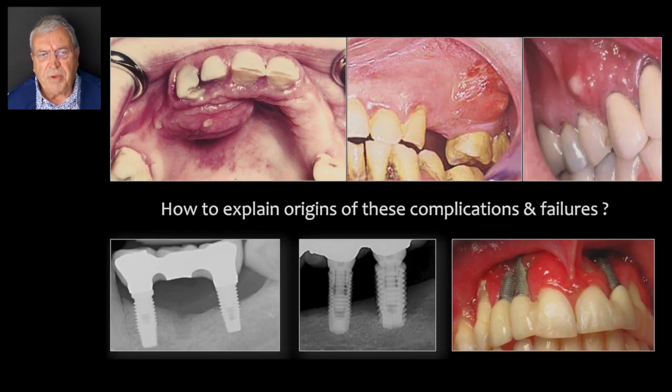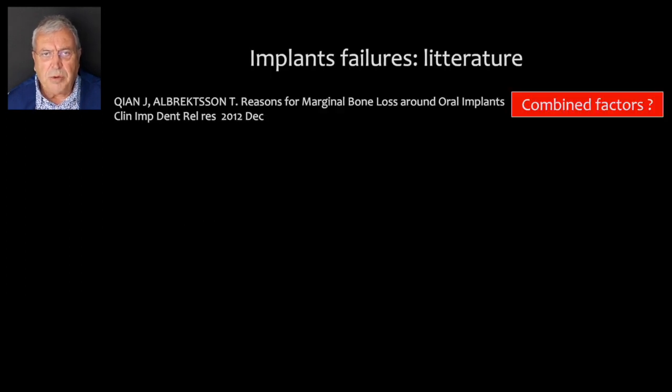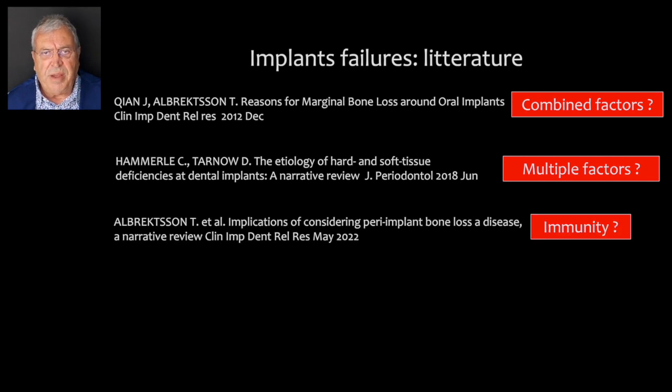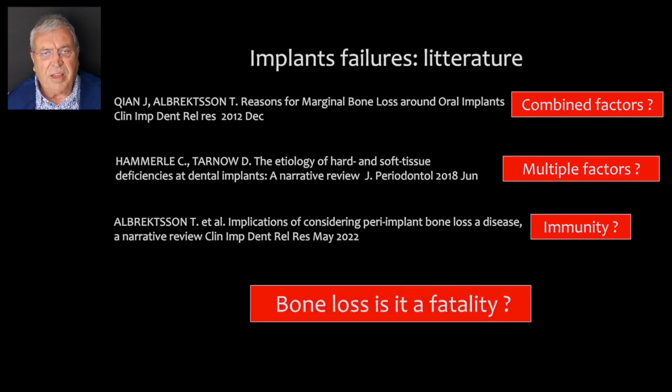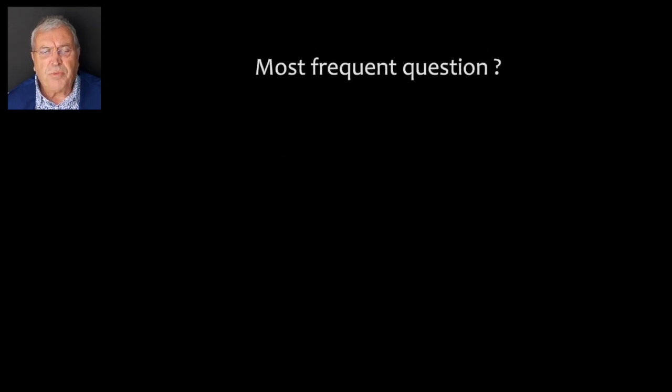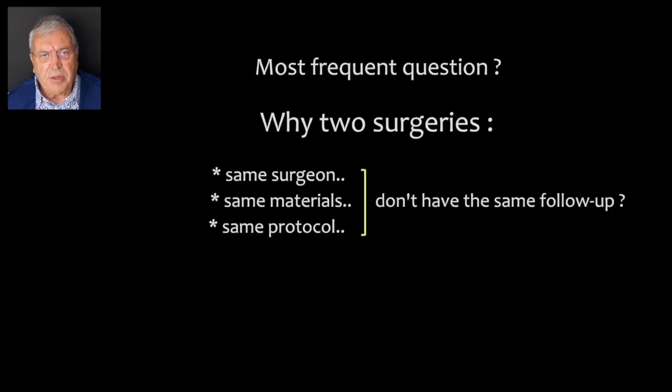Sometimes we meet failures or complications, and we would like to understand why. In the literature, we don't have very clear explanations. So, bone loss, is it a fatality? No. What is the most frequent question? Why two surgeries made by the same surgeon with the same materials, with the same protocol, don't have the same follow-up?